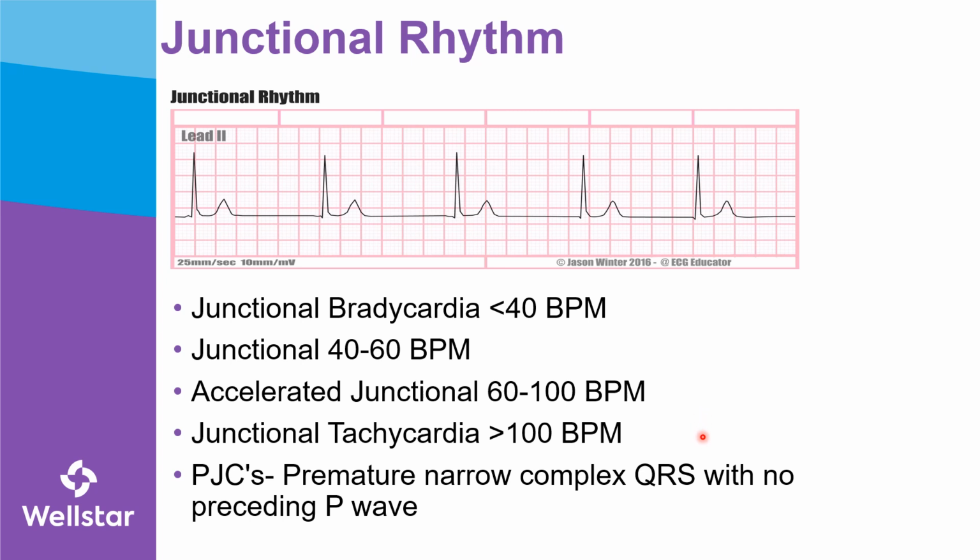PJCs: premature narrow complex QRS with no preceding P wave. So this is considered a junctional rhythm because there is no P wave. This is coming straight from the ventricles or the junction. That's why we call it a junctional rhythm. And your definitions of sinus, brady, and normal all are altered, because brady and normal in a sinus rhythm have different definitions. So when we're referring to junctional rhythms, if it's less than 40, that's a junctional bradycardia, where a sinus bradycardia would be less than 60.